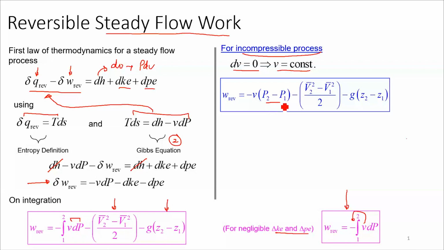Now, to summarize, the reversible flow work in flow systems, that is the open systems, work reversible is integral 1 to 2 VdP. This is the reversible work. And in closed systems, the work reversible is defined by the boundary work, which is PdV. So it's exactly the opposite of what you see in closed systems.